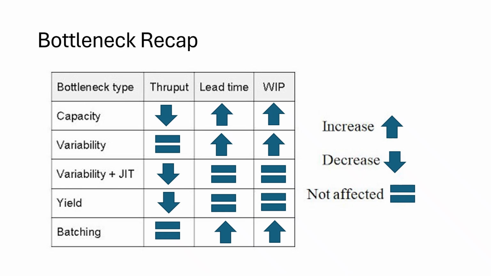When we have high variability and we apply JIT, there is a significant drop in throughput but WIP and lead time are kept low. A yield bottleneck causes a drop in throughput like in the case of capacity, but in this case there is no accumulation of WIP and, therefore, lead time is not affected. The case of batching is like a variability bottleneck, but in this case this variability is repetitive and predictable. Therefore, the initial increase of WIP and lead time remains constant.